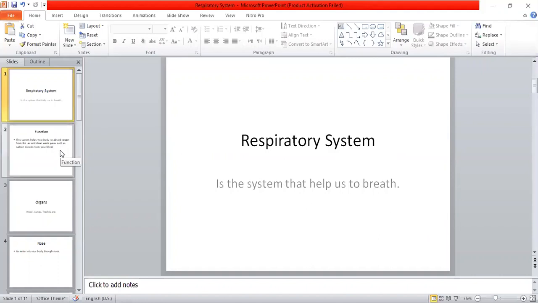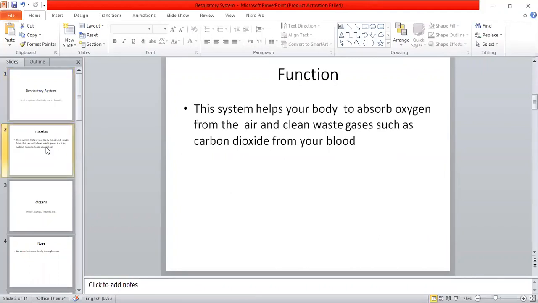What is the function of the respiratory system? This system helps our body to absorb oxygen from the air and clean waste gases such as carbon dioxide from your blood. So actually what is going on in this system? Oxygen is absorbed into the blood and carbon dioxide is moving out of the blood. The main purpose of respiration is this.